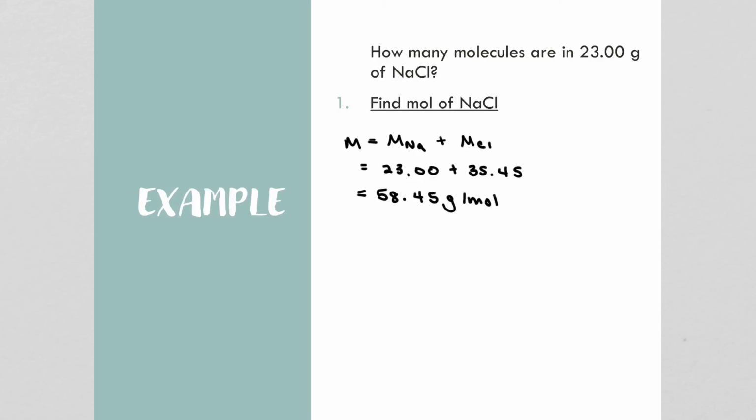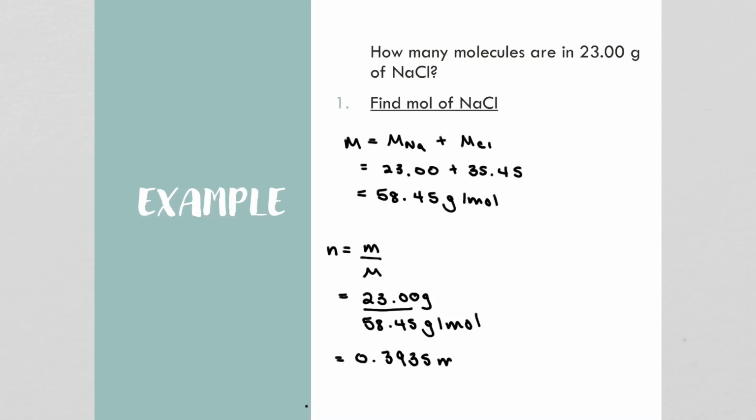And now that we have that, we can find the number of moles, or the amount. So n is equal to mass over molar mass. So we have 23.00 grams divided by 58.45 grams per mole. So this is going to be 0.3935 moles. I'm not going to round just yet. I'll save that for the final answer. So we found the number of moles.